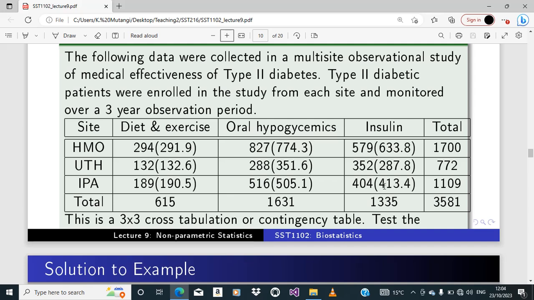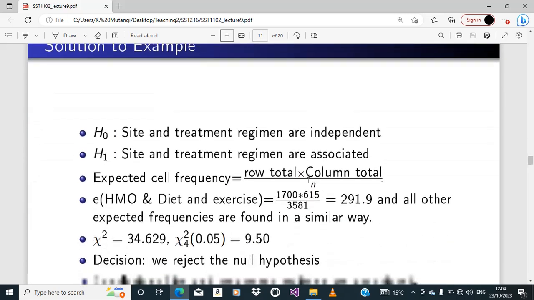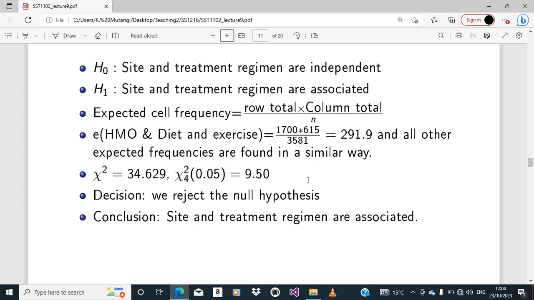Now let me pick the last cell there in the third row, third column. You are looking at 1109 multiplied by 1335 divided by 3581 to get 413.4. That would be your expected frequency. We make a substitution into the chi-squared formula and sum as before. We'll get a chi-squared of 34.629 vis-a-vis a critical value of 9.50.